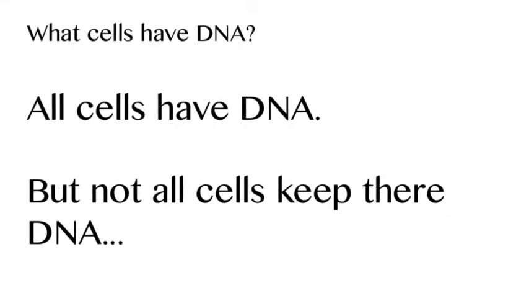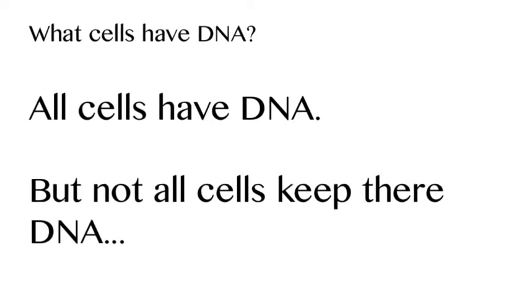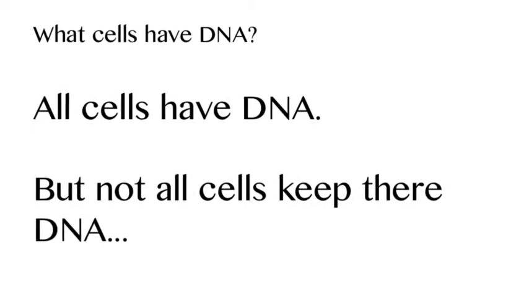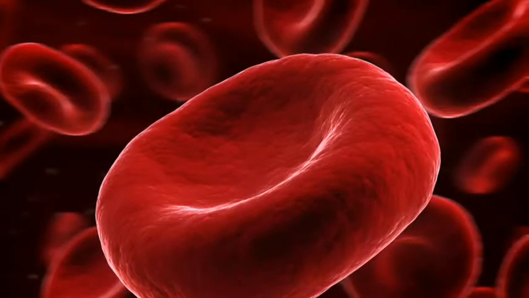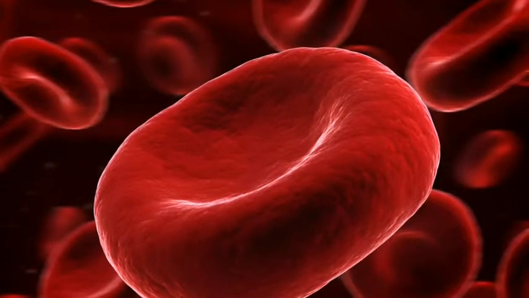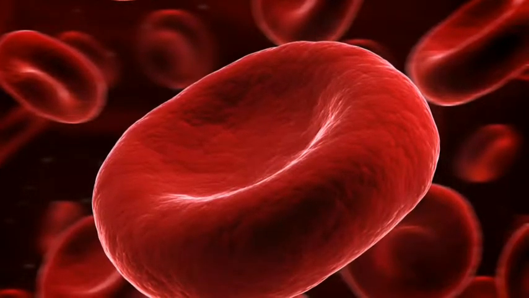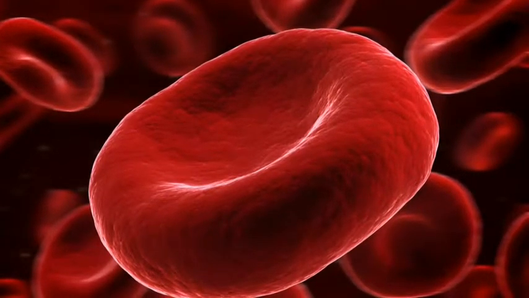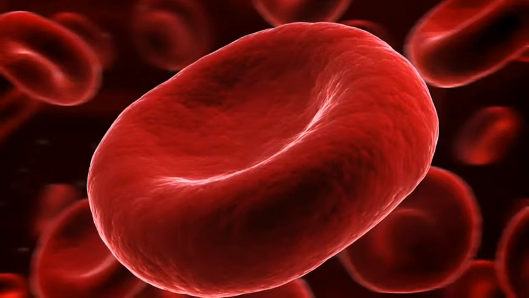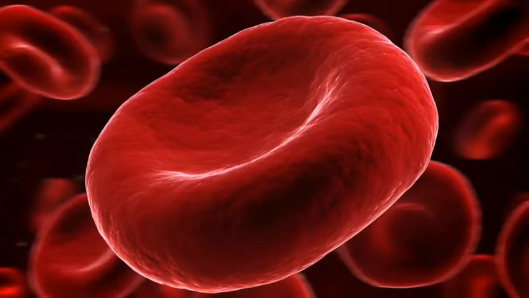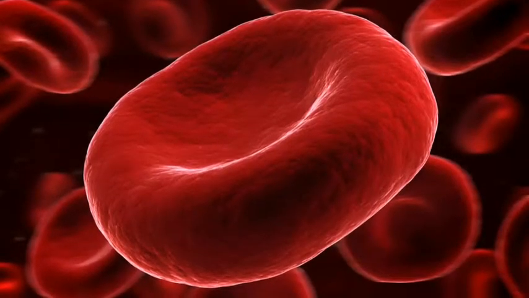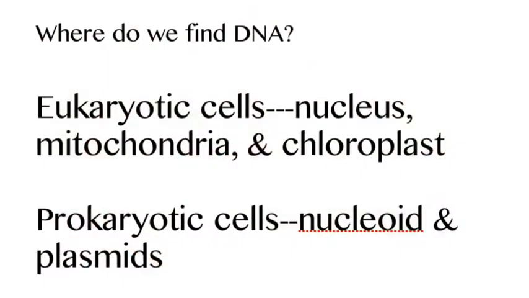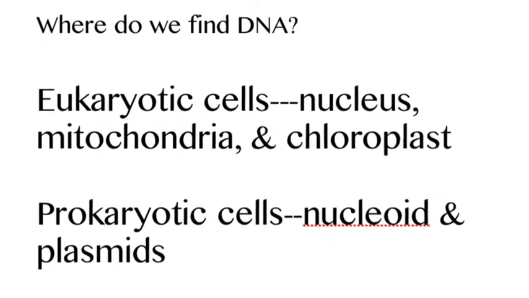So what cells have DNA? Well, all cells have DNA, but not all cells keep their DNA, okay? Sometimes they start with DNA, but they get rid of it. And a great example of that is a red blood cell. A red blood cell, when it's young, has a nucleus, it has DNA, and it makes a whole bunch of protein. That protein specifically is called hemoglobin, and hemoglobin's job is to carry oxygen to our cells. Well, as that red blood cell gets full of hemoglobin, there's no room for the DNA in the nucleus, so they kick it out. And so then it doesn't have it the rest of its life.